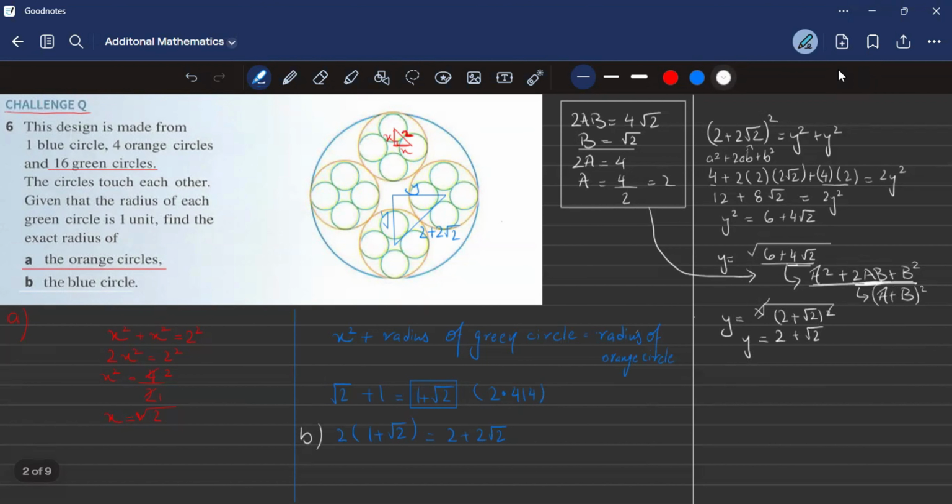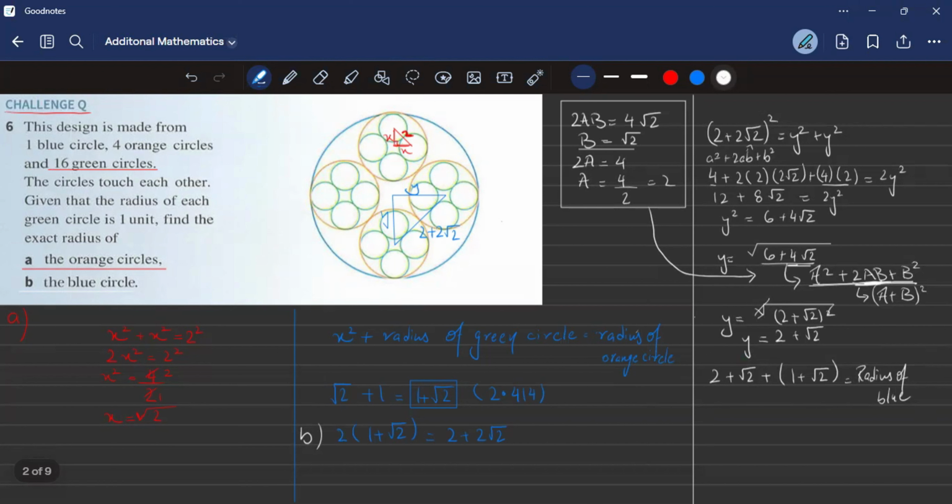Now the radius of the blue circle, however, is not equal to 1. The radius of the blue circle is equal to the y value plus the radius of the orange circle again. So that's what we are going to do. The y value, 2 plus under root 2, plus the radius of the orange circle, which is 1 plus under root 2, is equal to the radius of blue.